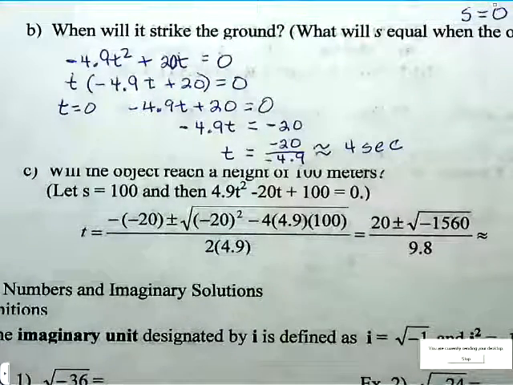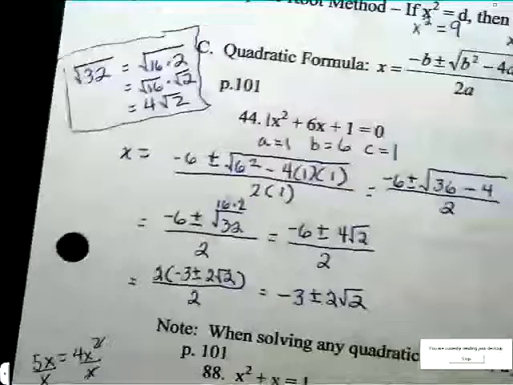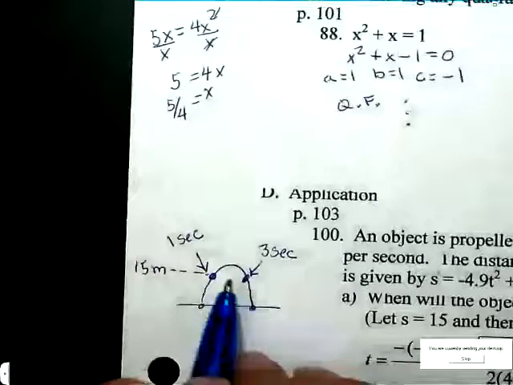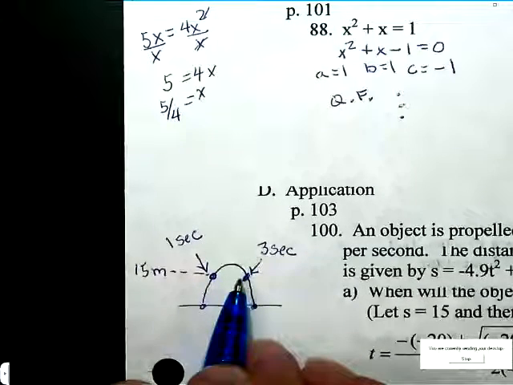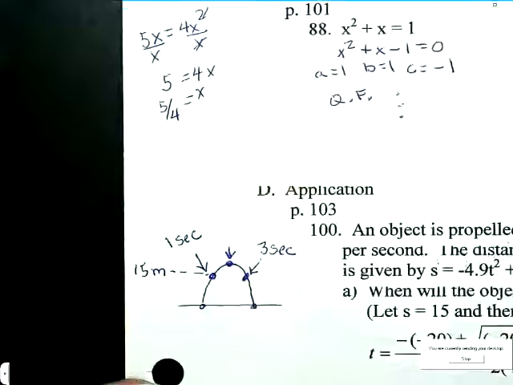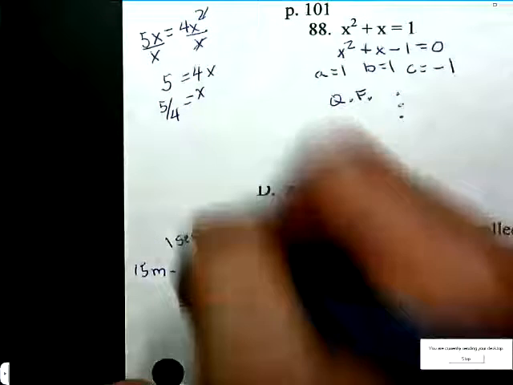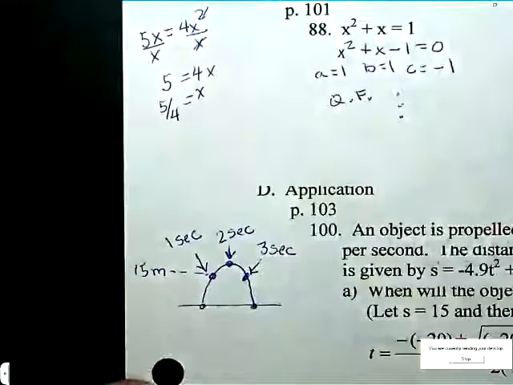Let's look at this picture again. If the ball was 15 meters at 1 second and at 3 seconds, when would it have hit this peak right here? Exactly halfway between 1 second and 3 seconds. So we didn't have to do algebra to figure that out. We could have done algebra to figure that out, but we didn't have to.